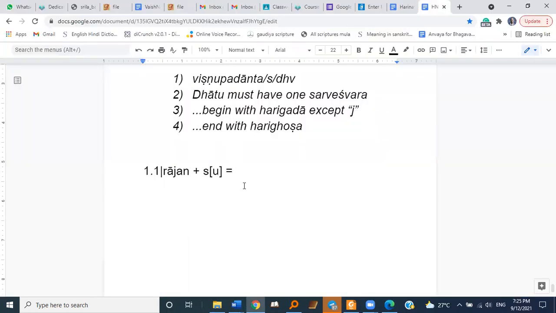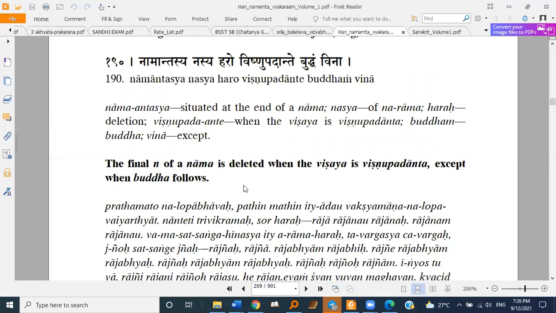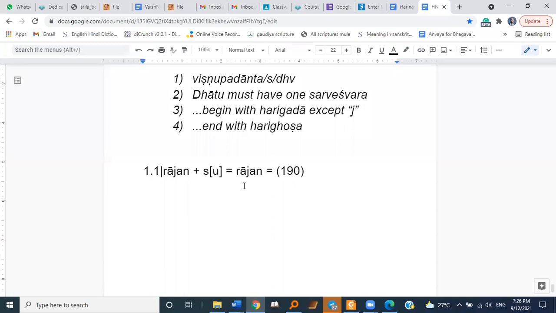First of all we delete the su here, so we get Rajan. Now Namantasya nasya haro Vishnu Padanta Buddhamina, sutra number 190. This one says that when we have a word which has na rama at its end, like here, that will be deleted. No, sorry. First of all, we apply another sutra.